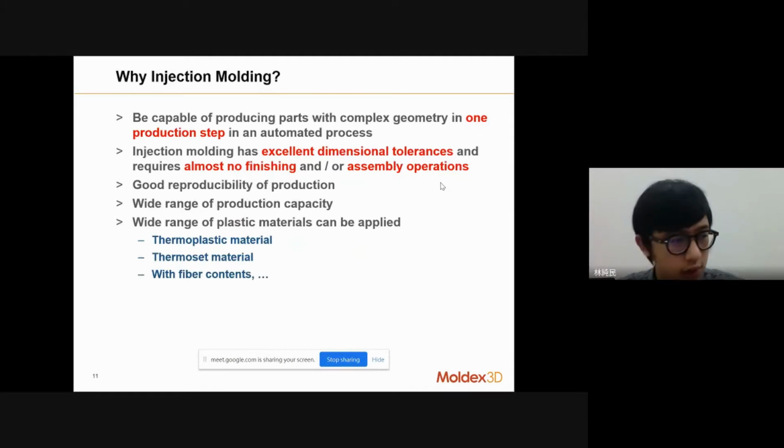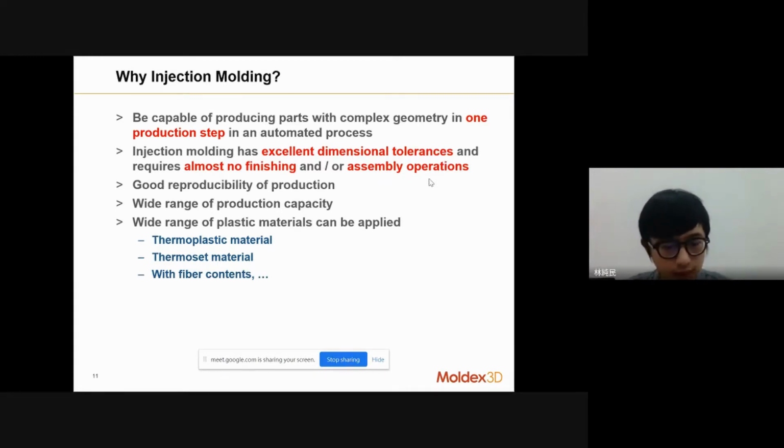Because the injection molding is capable of producing parts with a complex geometry in one production step. As long as you have the perfect design for your mold and part, then you can just do it for mass production in a short time. So this is the advantage of the injection molding. And injection molding also has an excellent dimensional tolerance and requires almost no finishing or assembling operation.